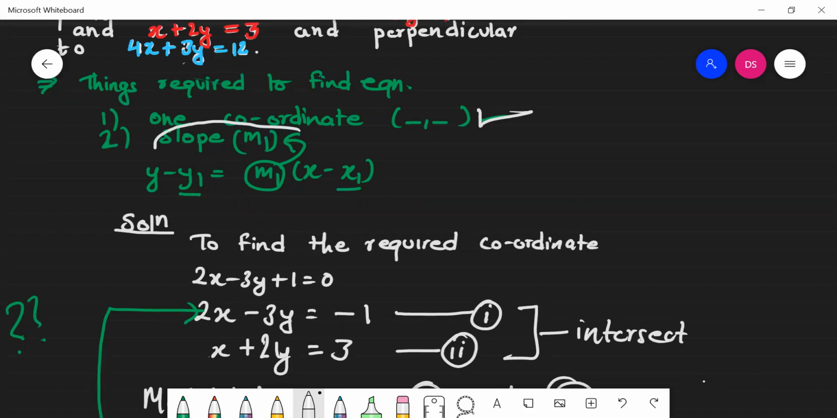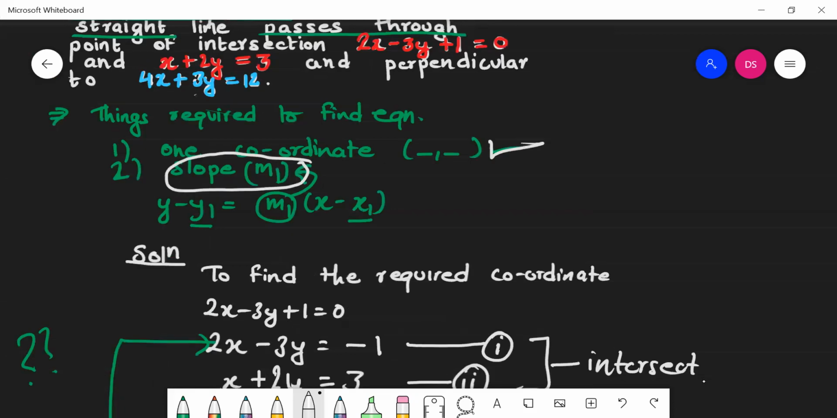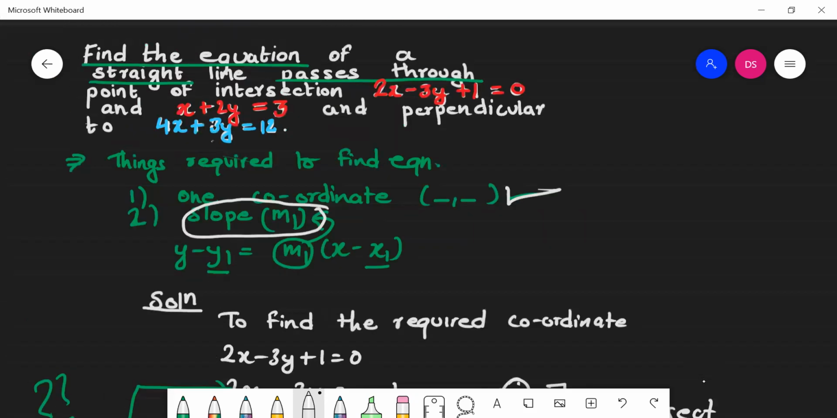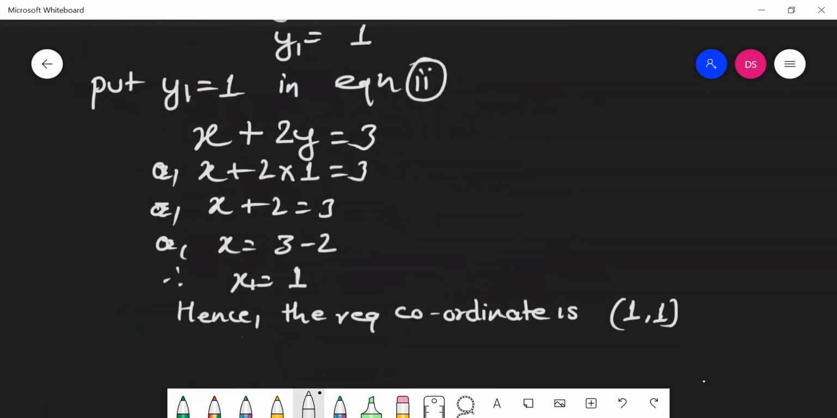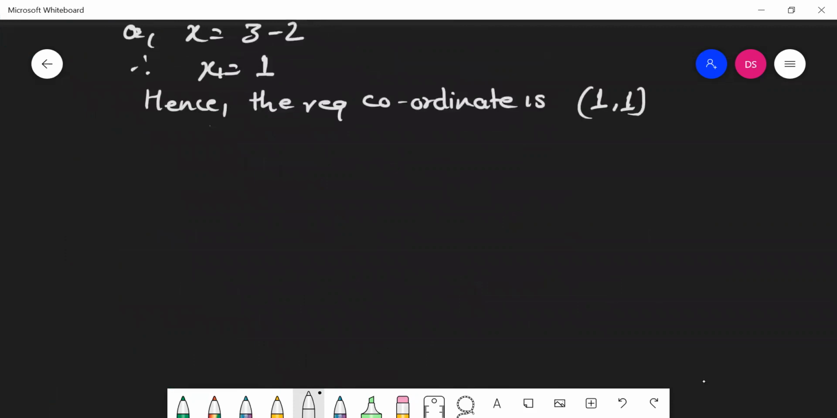Now the next duty is to find the slope. The given question was helping us, because the point was giving us a hint that our coordinate was lying at the intersection of these equations. Now we need to find the slope also, m1 will help us to find the slope. Another point is there: perpendicular to 4x plus 3y equals 12 means that whichever equation we are going to find, our equation is going to be perpendicular to this blue equation. So first let me write that blue equation.